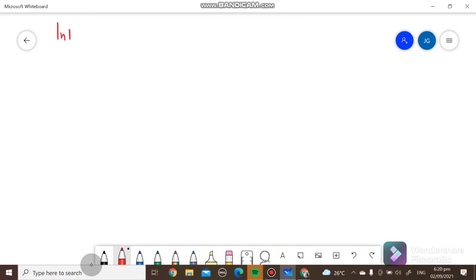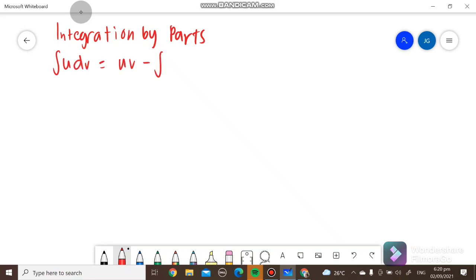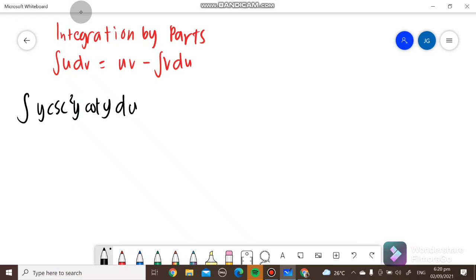So, today we will study integration by parts. The formula for this is the integral of u dv is equal to uv minus the integral of v du. Okay, so for our first example, we have the integral of y cosecant squared y cotangent y dy. So we need to find the value of our u and then du and then our dv and our v.